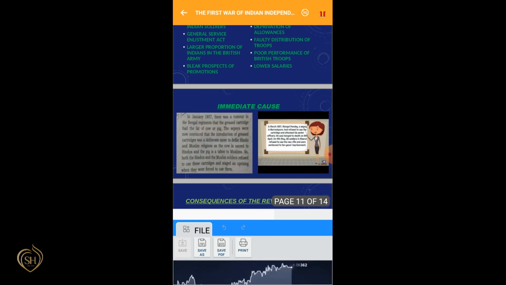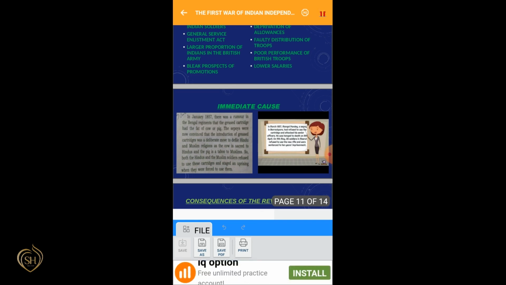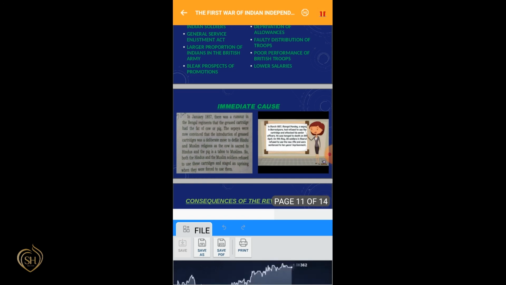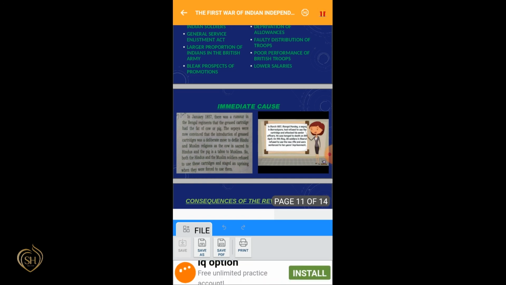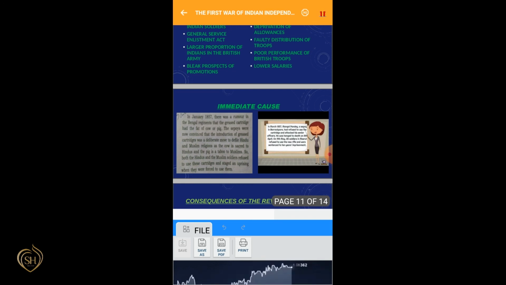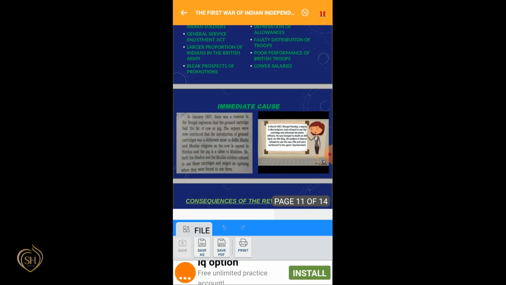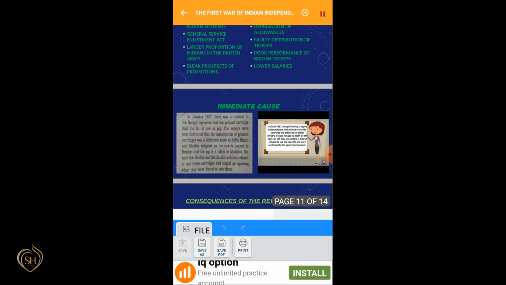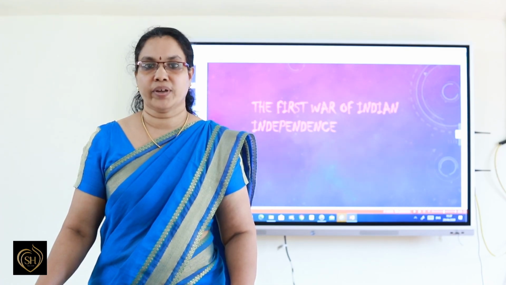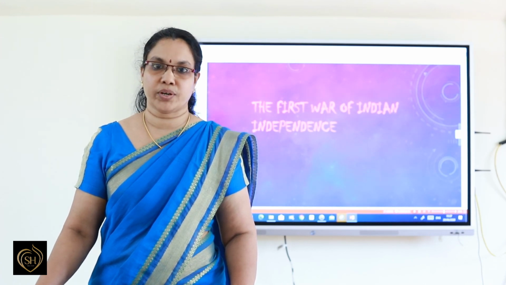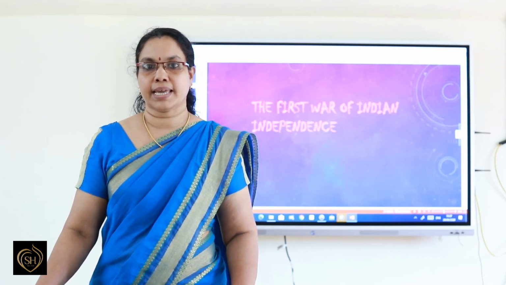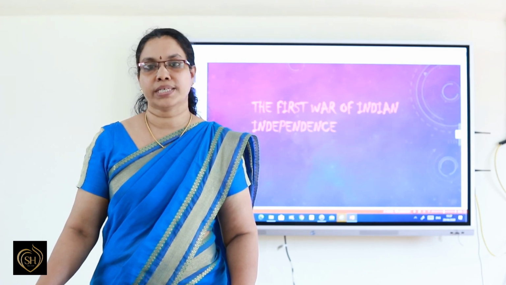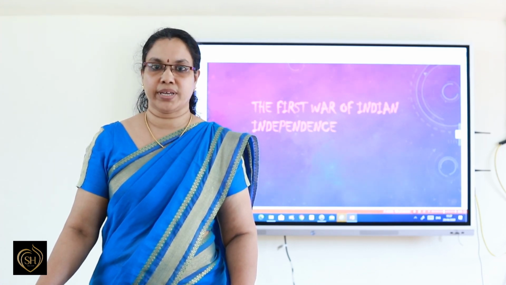And now we discussed all the causes of the revolt of 1857. We can conclude it. Which were the important causes of the revolt of 1857? Political causes, socio-religious causes, economic causes, military causes. Okay students, now we discussed all the causes of the revolt of 1857, and next we will discuss the consequences of the first war of Indian independence.